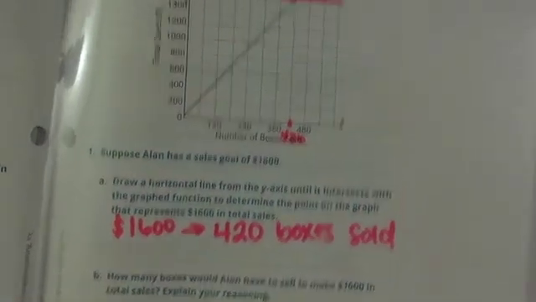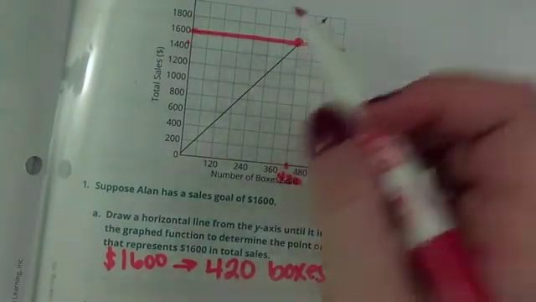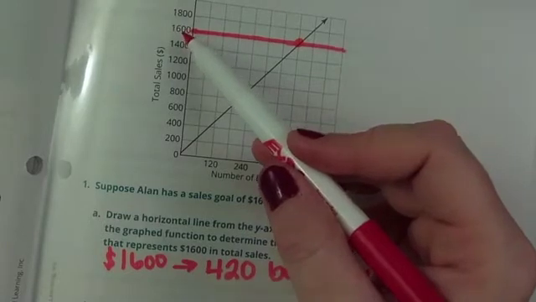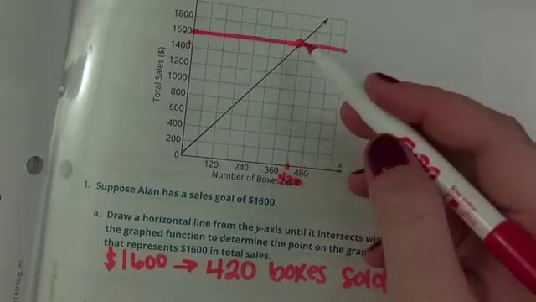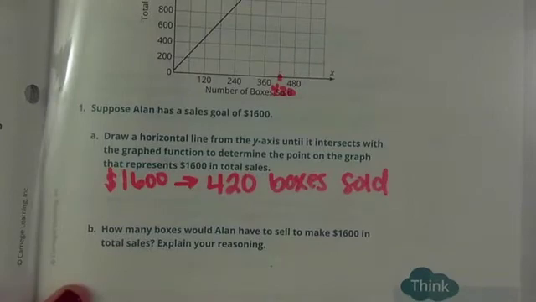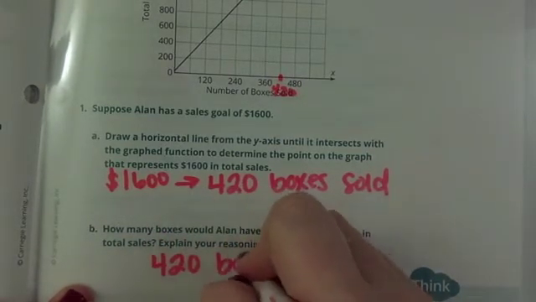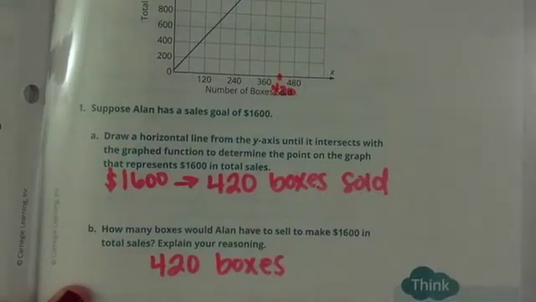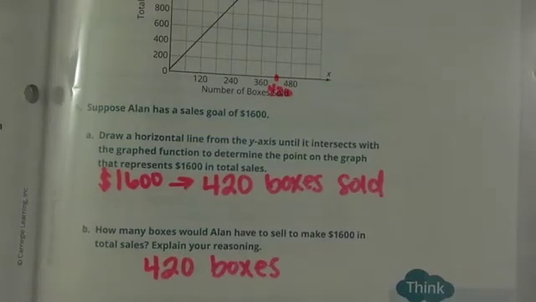Remember, that's that context thing. What does the context of this point mean in this problem situation? Don't tell me that it's 1,600 gallons. It's $1,600. The 420 is the number of boxes sold. Okay, now let's look at this next problem. How many boxes would Alan have to sell to make $1,600 in total sales? Well, that's exactly what we just wrote. So it's 420 boxes is what he has to sell in order to reach his goal.